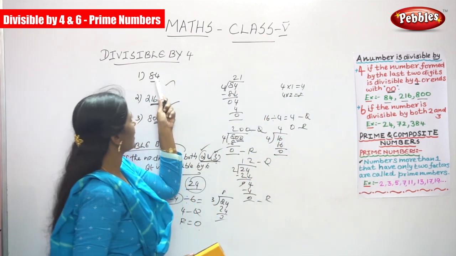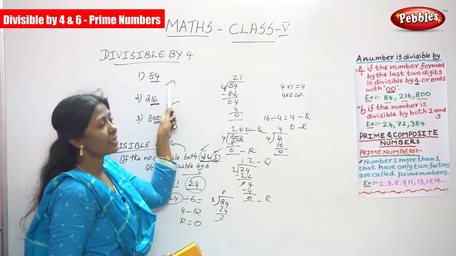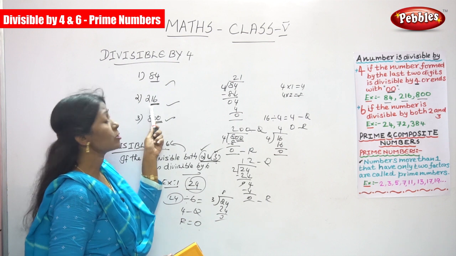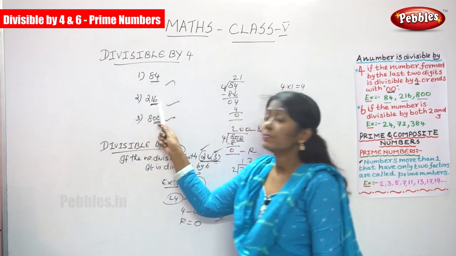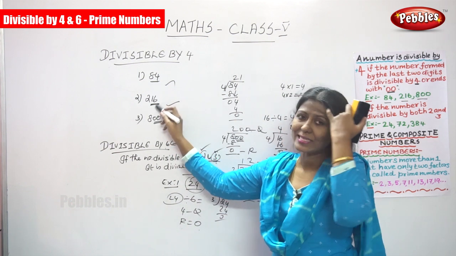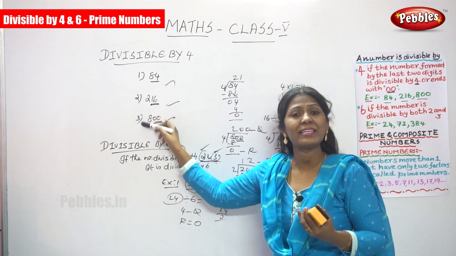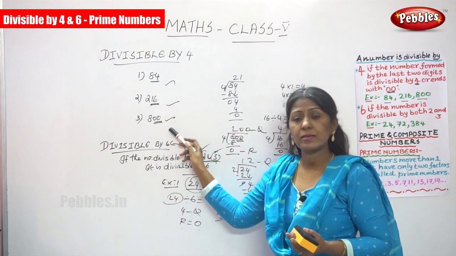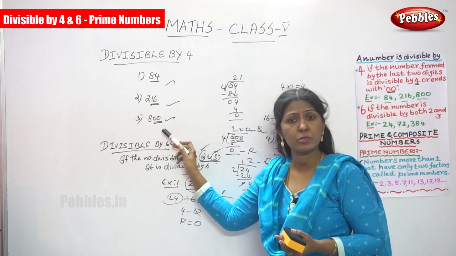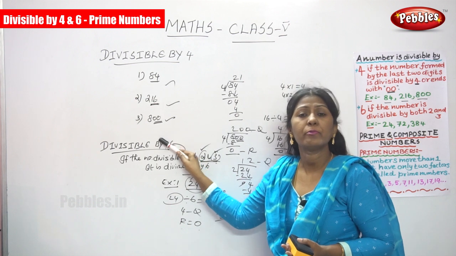I have explained already. 84, the last 2 digits are divisible by 4. So 84 is divisible by 4. The next is 216. The last 2 digits, that is 16. 16 is divisible by 4. So 216, the complete number, is divisible by what? 4. Next is 800. The last 2 digits are 0. So automatically this number is divisible by 4.